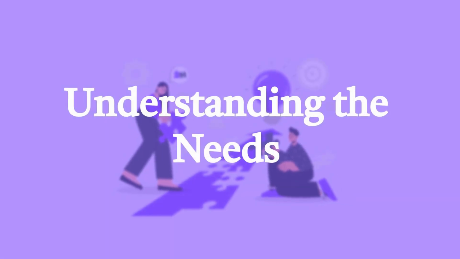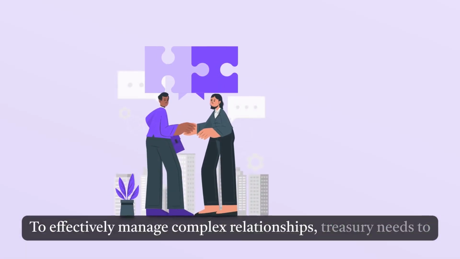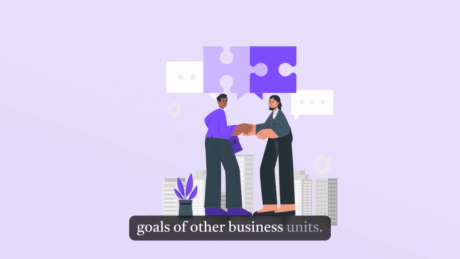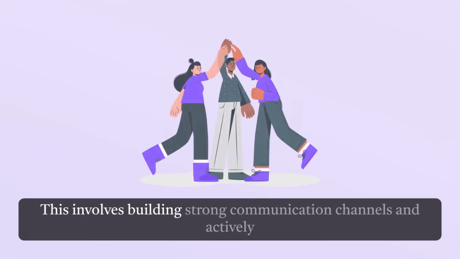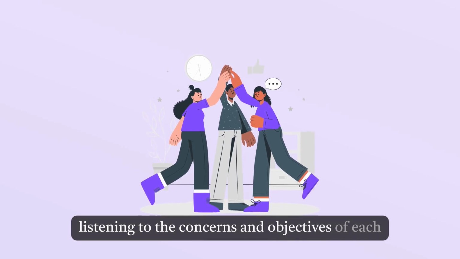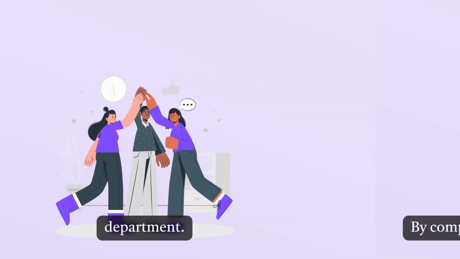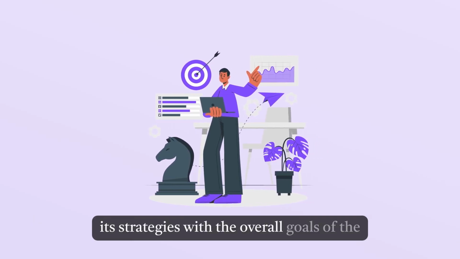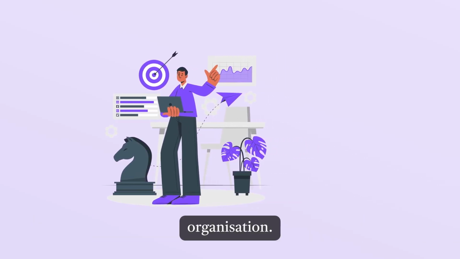Understanding the needs. To effectively manage complex relationships, Treasury needs to have a deep understanding of the needs and goals of other business units. This involves building strong communication channels and actively listening to the concerns and objectives of each department. By comprehending the different demands, Treasury can align its strategies with the overall goals of the organization.